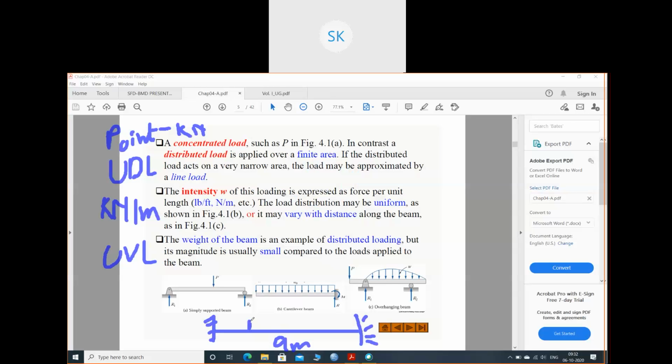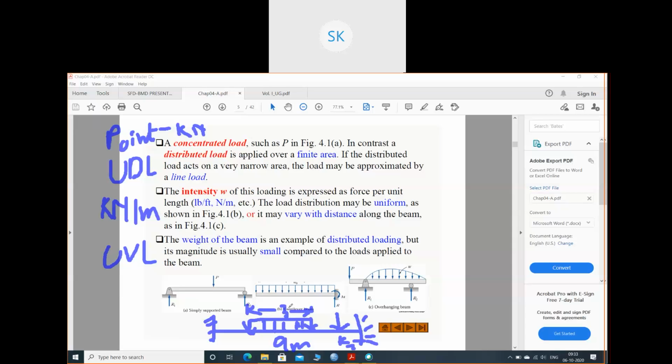Both the ends will be fixed. This will have 3 reactions, this will have 3 reactions, right? So both the ends will be fixed. Suppose this is UDL. Okay, UDL is acting at a distance of suppose 3 meters, and there is one more load which is point load at distance 2 meters from this end. You can get a beam like this also. So this UDL is acting at a distance of 3 meters only, and there is one more load, point load.